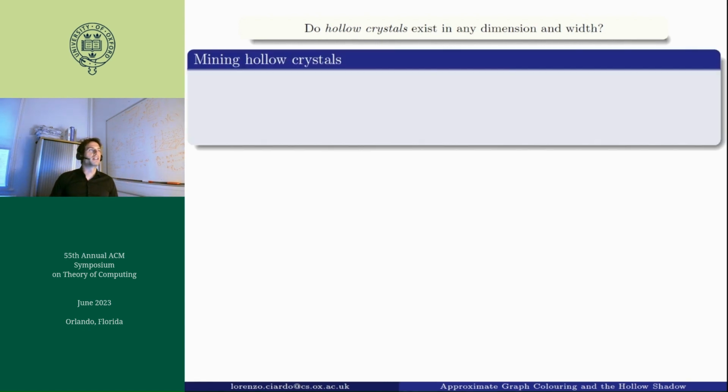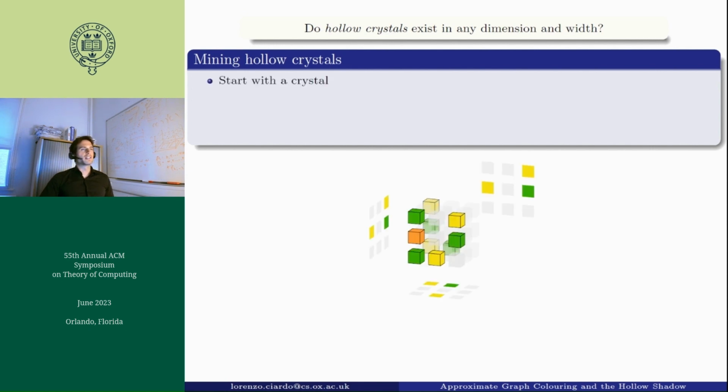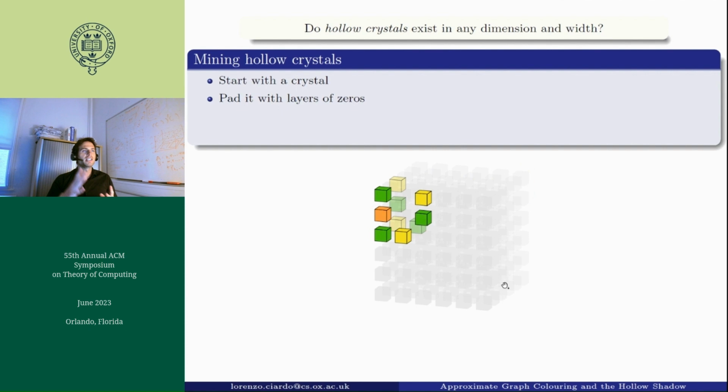Okay, so here is a method to mine hollow crystals. So we start with a crystal, for example, this one. We know that they exist in any dimension and width. Notice that this crystal here is not hollow. For example, this entry here, the 111 entry, is non-zero. Then we pad it with many layers of zeros. So we want to make some space. And then the idea now is to try to get rid of the bad entries, like this entry here, by spreading them away. And we do so by summing a perturbation tensor that should be able to modify locally the structure of this crystal in order to avoid bad entries. So this perturbation tensor needs to also be a crystal because we want to preserve the fact that we have a crystal.